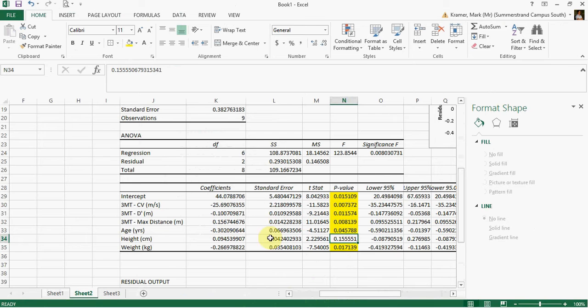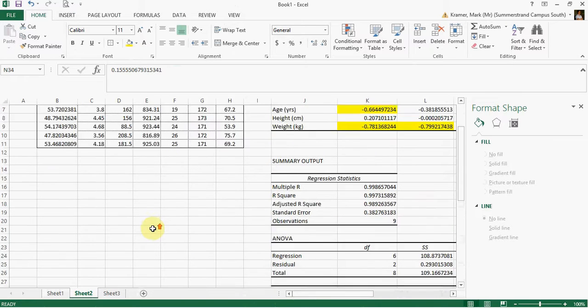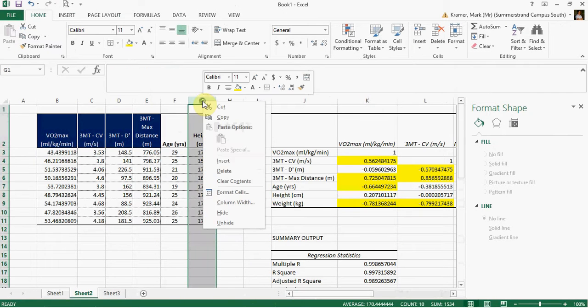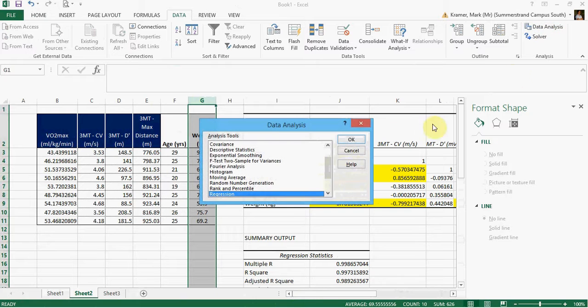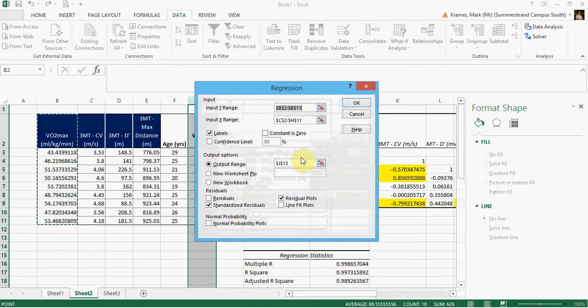And you can see here there's one that is not. So often what I would do is eliminate this because it's basically going to be a useless variable in my model that I would use for my predictions. So in essence, what I'll do up here is highlight this column and delete height, and then rerun this regression. So what I'll do now is go to data analysis, regression, click OK.